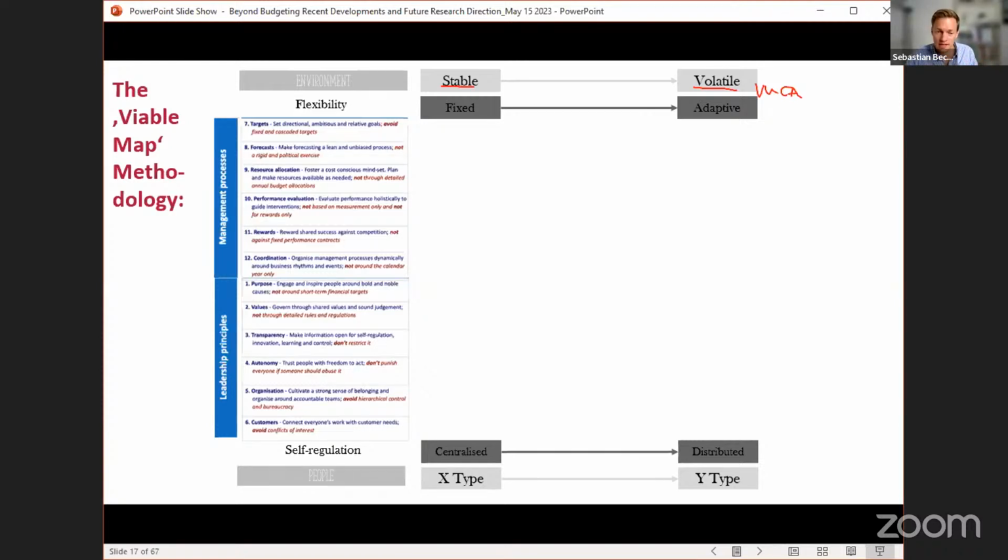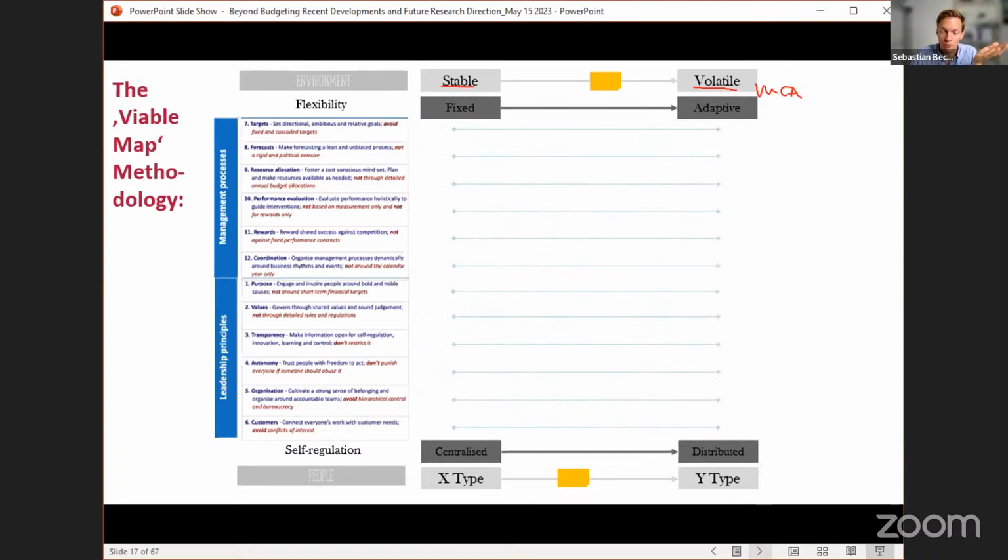So the idea here in the Viable Map is that maybe you do a workshop for your own organization, my company, my organization. Let's discuss what our environment is like. Are we more stable? Are we more volatile? What type of people do we have? Do we have X type of people? Do we have Y type of people? So we can workshop this in a room with Post-its, and we can put this map on the wall, and then with Post-its, basically say, okay, where are we there? And then we say, what does our management model look like for those 12 principles?